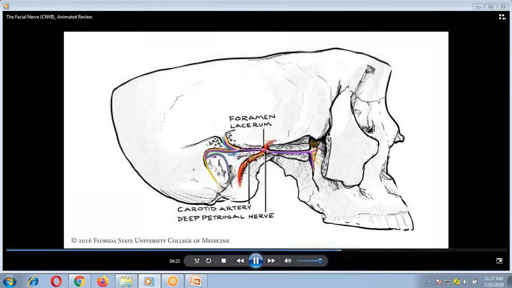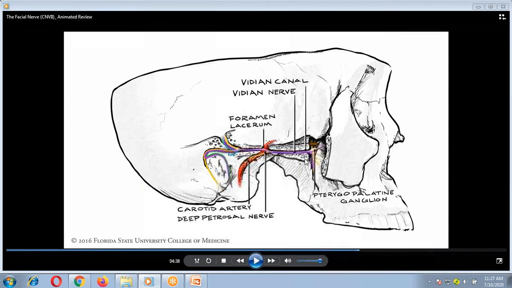Together, the greater and deep petrosal nerves form the Vidian nerve. The Vidian nerve then enters the Vidian canal at the base of the medial pterygoid plate and continues anteriorly until it reaches the pterygopalatine ganglion. So this pterygopalatine ganglion is the next destination. Here it was the geniculate ganglion; from here it is the pterygopalatine ganglion, as you could see. The next destination is the pterygopalatine ganglion as it goes forward in the pterygopalatine fossa.